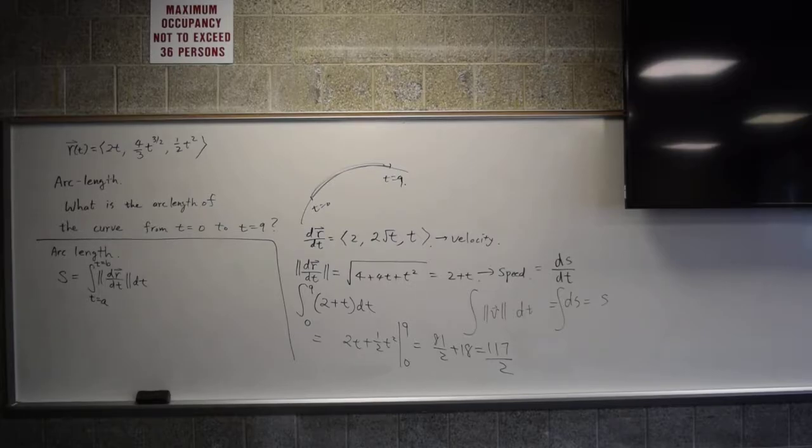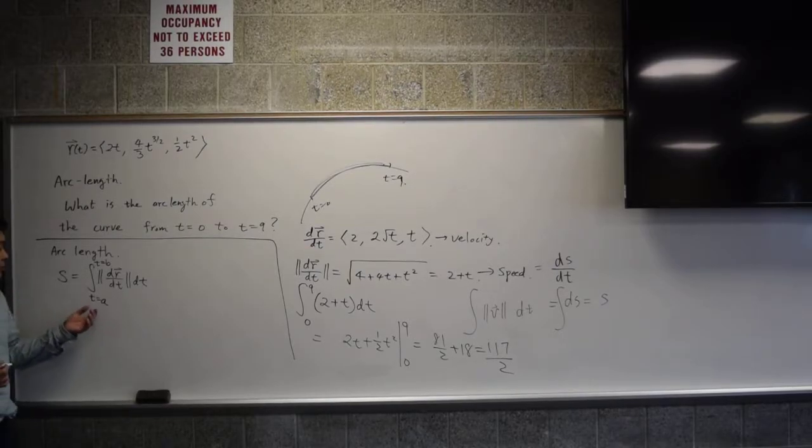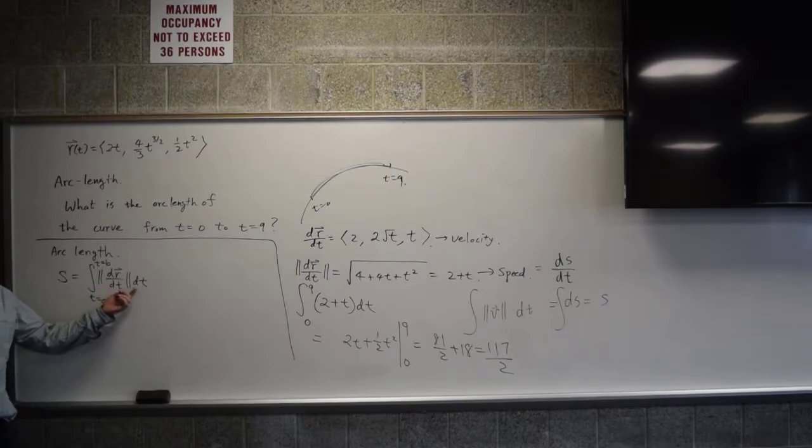Any questions? It's a very easy formula to use if you think about it. What do you have to do? Differentiate, take the norm, and integrate with respect to t. That's all you do. If you do it, then you get the arc length. That's how you do it.